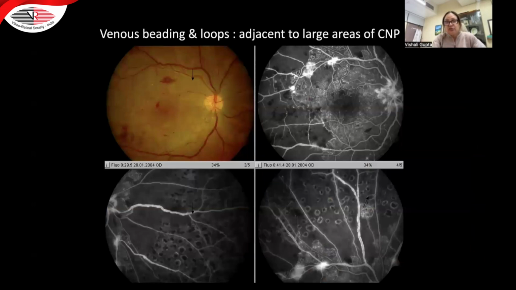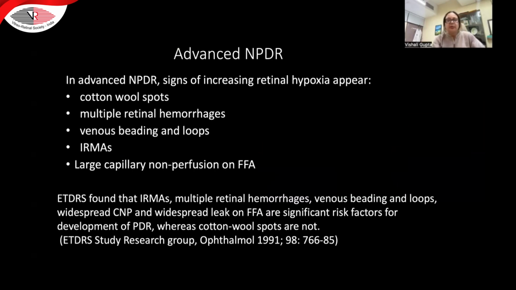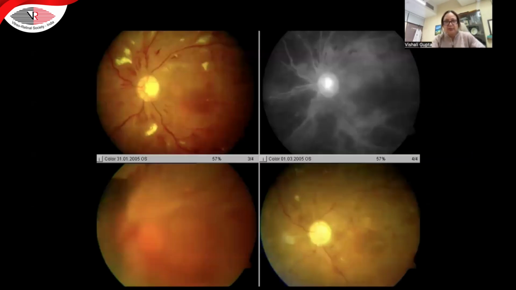If you happen to do angiography, you may realize that near the venous beading there would always be areas of capillary non-perfusion, and there can be new vascularization as well. So what is advanced NPDR? You would see cotton wool spots, multiple retinal hemorrhages, venous beading loops, IRMAs, and capillary non-perfusion on FFA. It's very important to recognize advanced NPDR because this has a very high chance of developing into proliferative diabetic retinopathy.